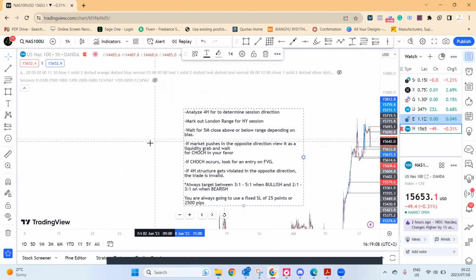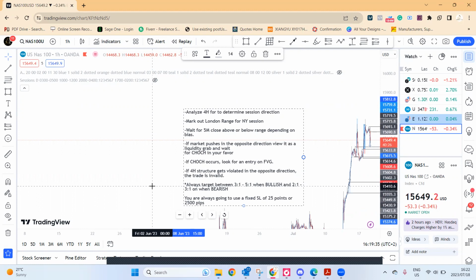Okay, and then you mark out your London range. So you obviously have to wait for London to finish. Then you wait for a 5-minute candle close above or below, depending on your bias, and you take the entry straight on that, if you get it. But a lot of the times it doesn't just give you a break in, above or below on the 5 minute with the close. Normally it grabs liquidity in the opposite direction. But if it gives you the close, take the entry.